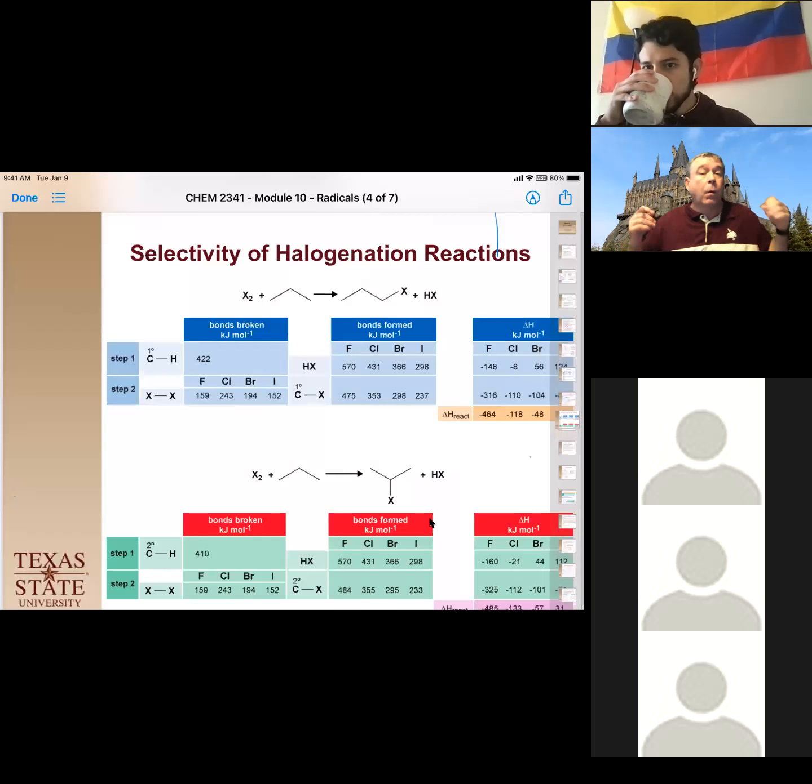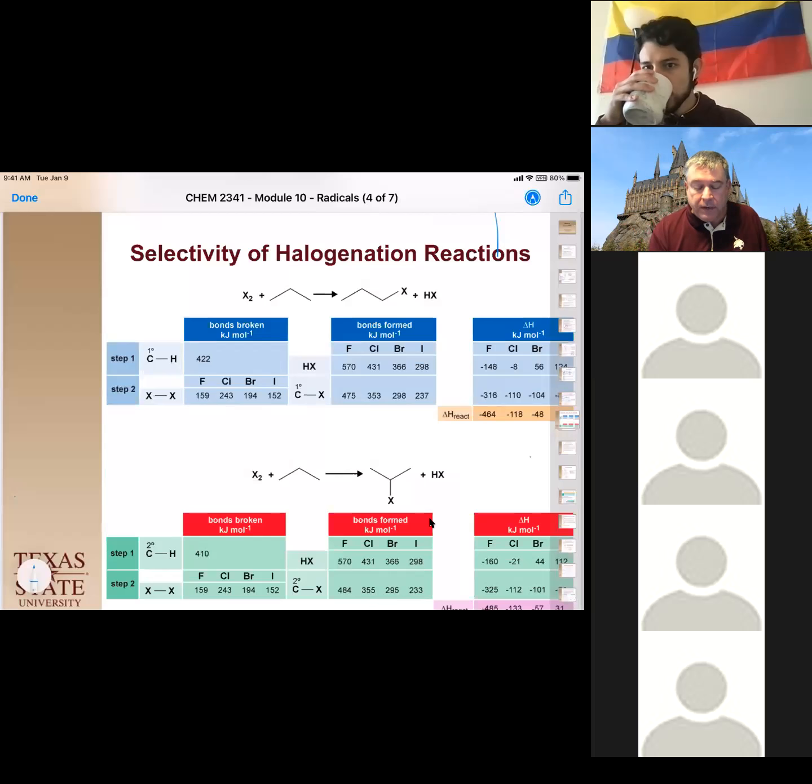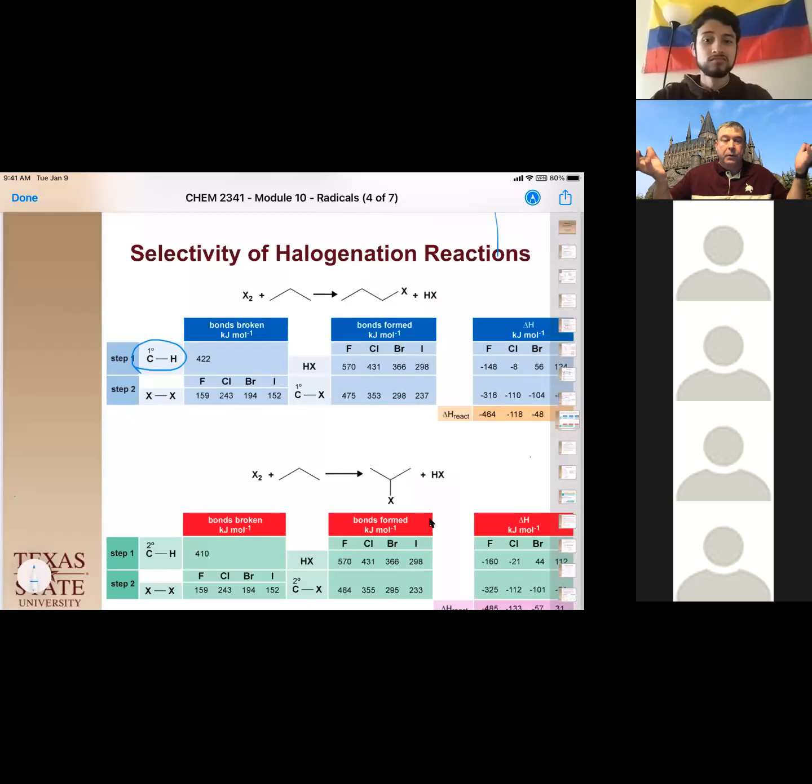Using those bond dissociation energies, we can add those up and figure out whether the reaction is endothermic or exothermic. If we look at the first step, we have the breaking of this primary hydrogen from that primary carbon. If we look at that big table, we'll find it takes 422 kilojoules per mole to do that. Now we're going to lump in all of the halogens so we can look at them in series. Just breaking these halogen bonds is not as much, and they're all similar, with chlorine being the highest energy to break that bond. So we have to take that into account.